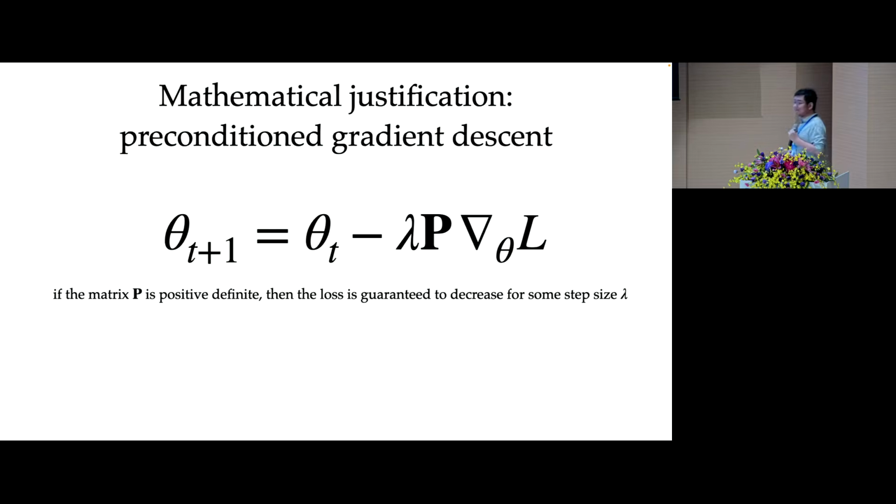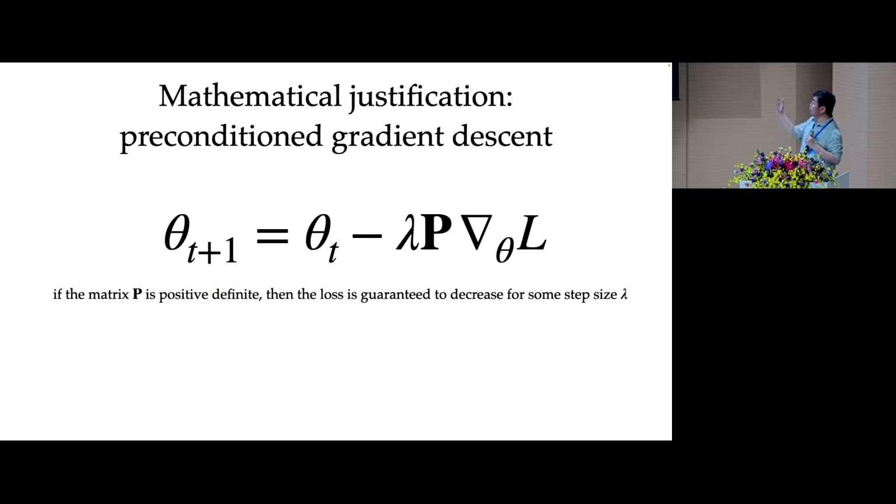That was actually a little bit hacky, so we were worried that it isn't a proper optimization algorithm. But if you look a little bit deeper, it's actually a special case of something called preconditioned gradient descent. Usual gradient descent doesn't have that P matrix: you just adjust your parameter using the gradient and multiply it by some step size lambda. Instead, you can use preconditioned gradient descent, where you multiply the gradient with some arbitrary matrix P. As long as the matrix P is positive definite, the loss is always guaranteed to decrease for some existing step size lambda.